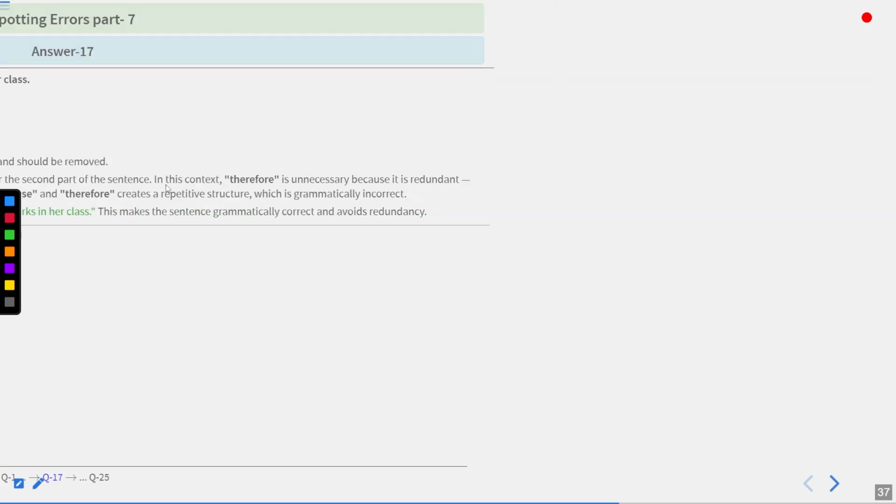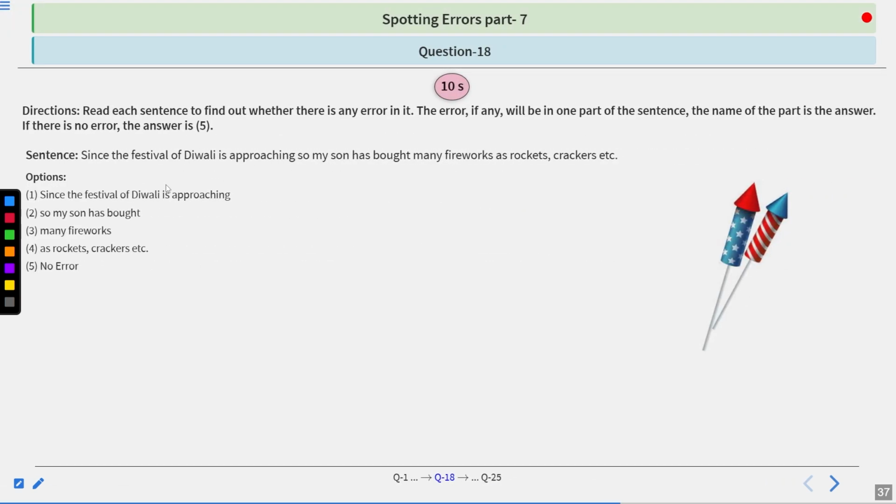Let's move to the next question. Since the festival of Diwali is approaching, so my son has bought many fireworks as rockets, crackers, etc. The options are given below. You have 10 seconds to spot the error.